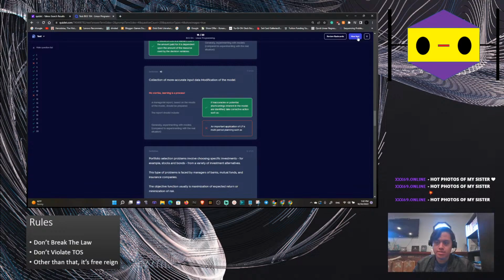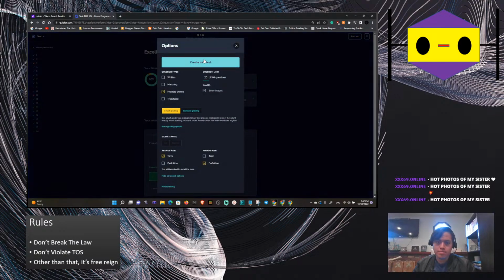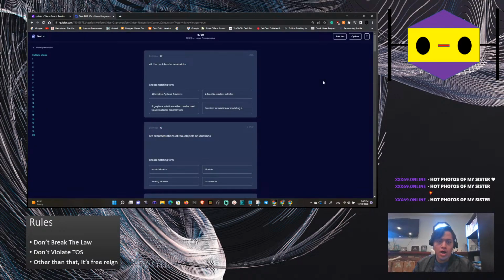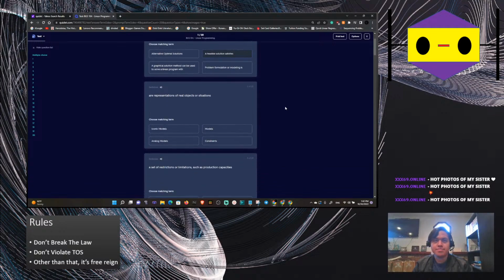New test. All problem constraints. A feasible solution satisfies all the problem's constraints. Models are representations of real objects or situations.